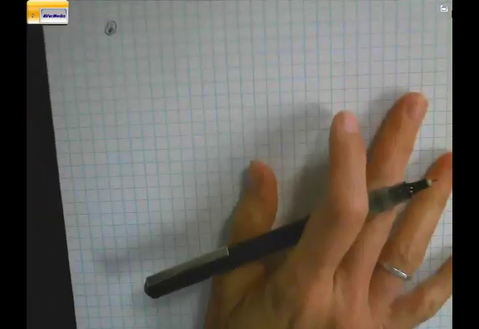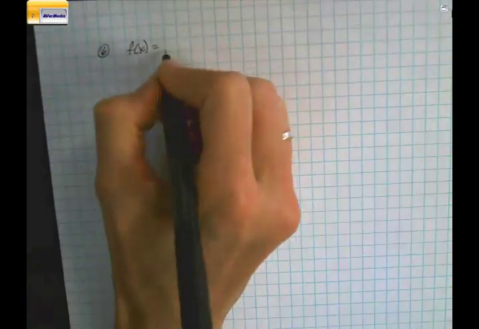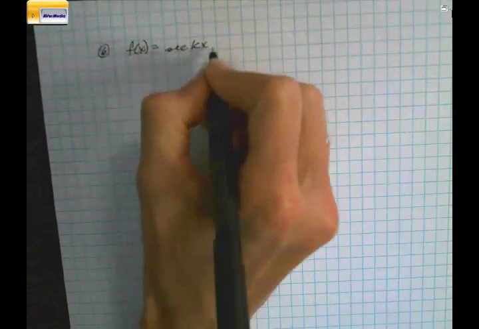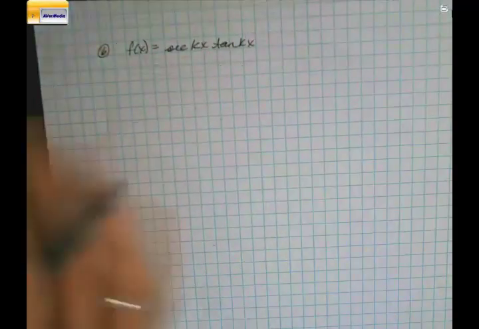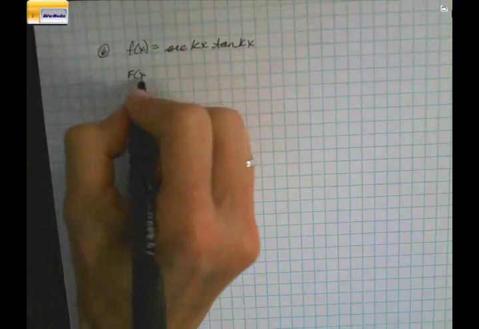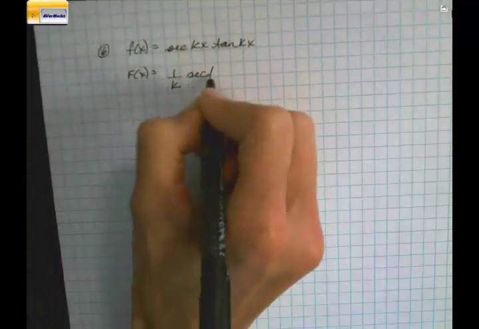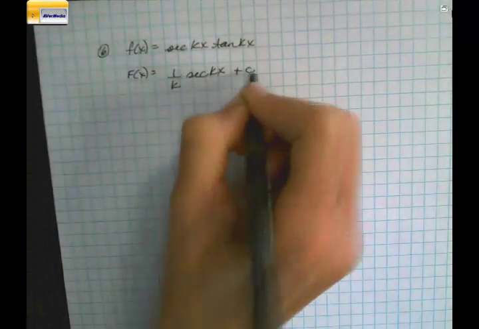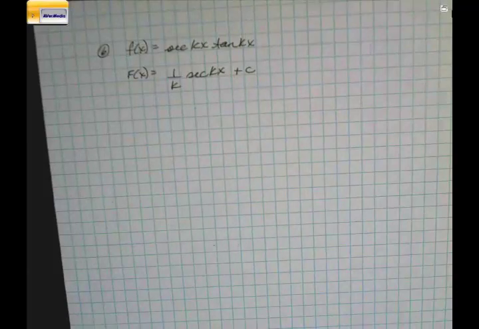Number 6, again, these are really the standard formulas still with all your trig functions. If you have that your f of x is secant x tan x, or secant kx tan kx, then your antiderivative is secant x, or in this case 1 over k secant kx plus c. So these are really just your formulas now.